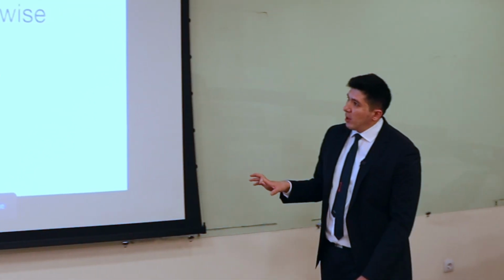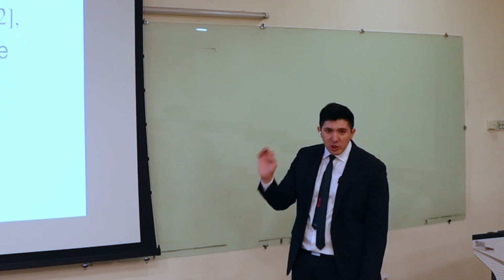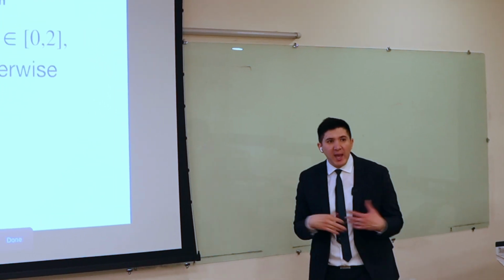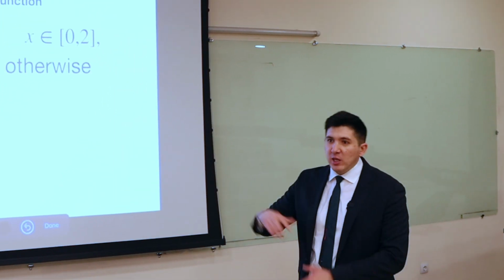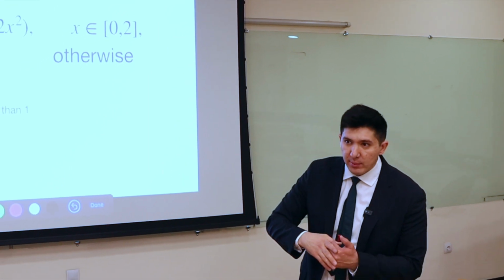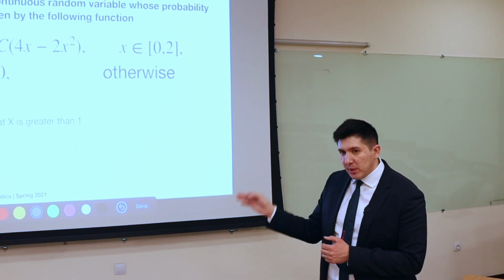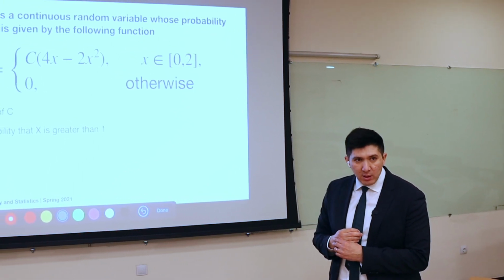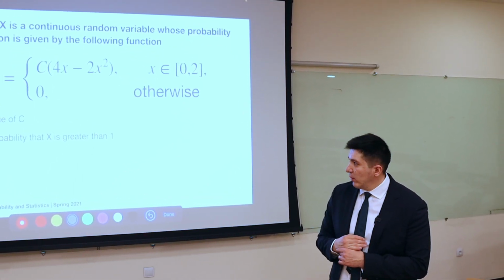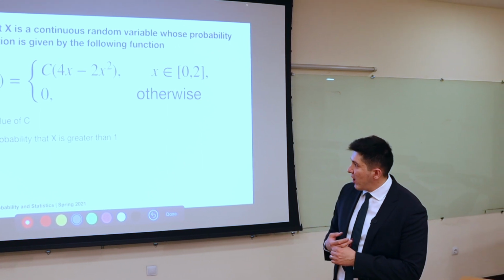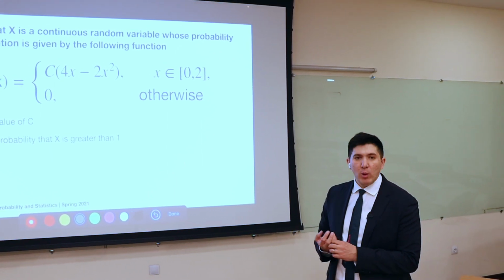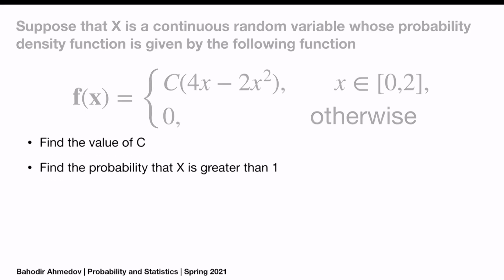So the c should be a specific value. It can't really be any value. It can be huge or it can be 0, for example. So what is the value of c so that this is going to be a proper density function? We need to evaluate c first of all. Then in the second problem, we need to evaluate the probability that x is greater than 1. Let's do these 2 exercises.